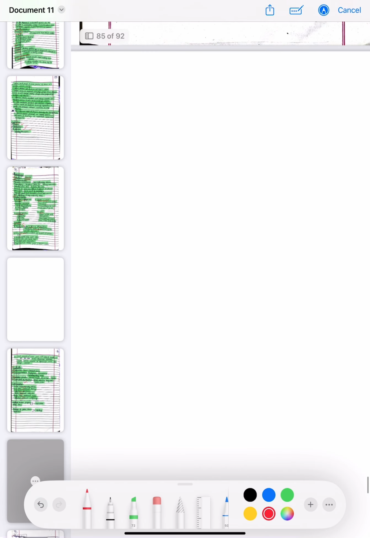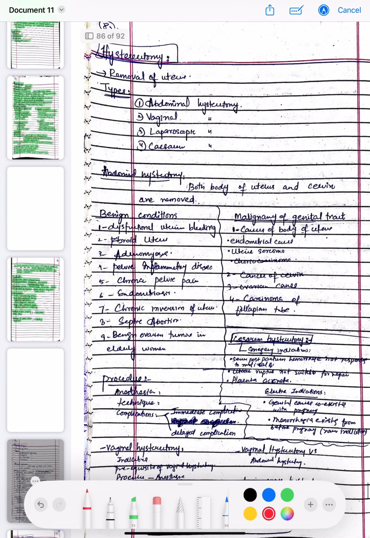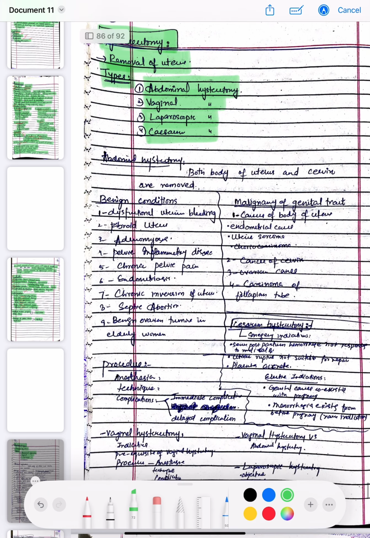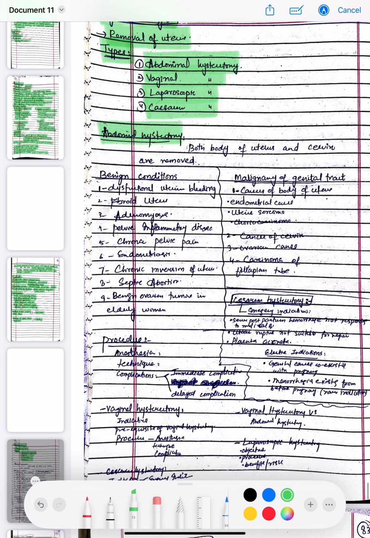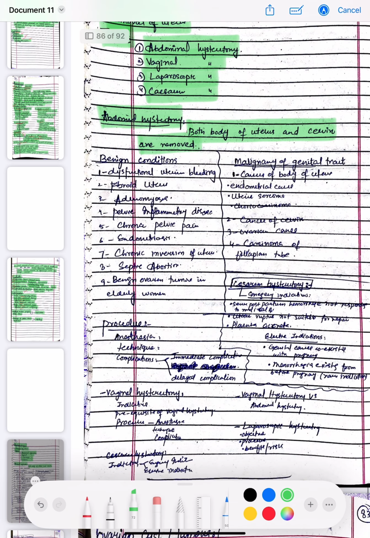Now coming towards the next topic, that is hysterectomy. Hysterectomy is the removal of the uterus. We have the types, that is abdominal hysterectomy, vaginal hysterectomy, laparoscopic hysterectomy, and cesarean hysterectomy. Now coming towards the abdominal hysterectomy, both the body of the uterus and the cervix are removed. It is done in benign conditions and in the case of malignancy of the genital tract.